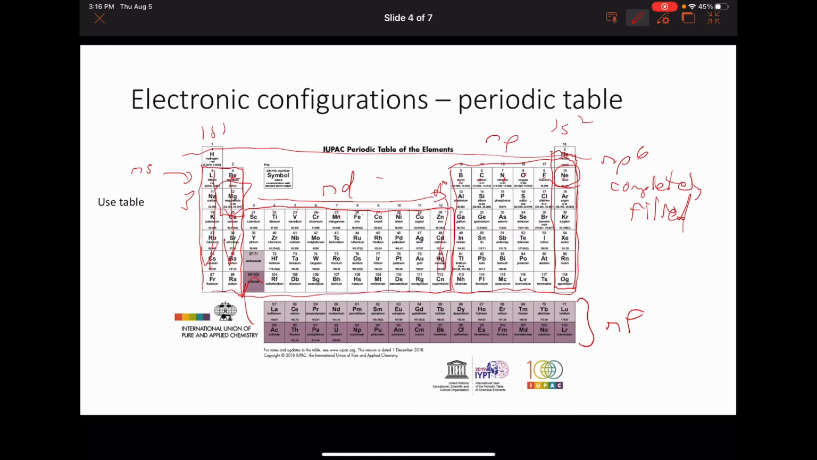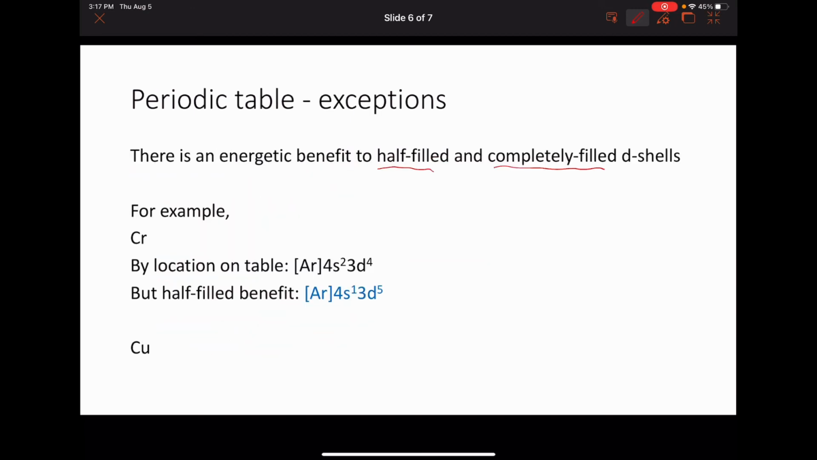So half-filled and completely filled. If we were to go back and we see chromium, and actually I have to go back 2 of them, right? Chromium's right here. And if we were to assign it, we'd have 2 s electrons and then 4. It's in the 4th column of the d electrons, right? And so that's what I put down here. If we went by location, that would be its position, 4s2, 3d4.